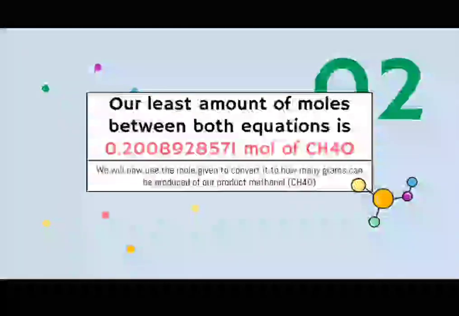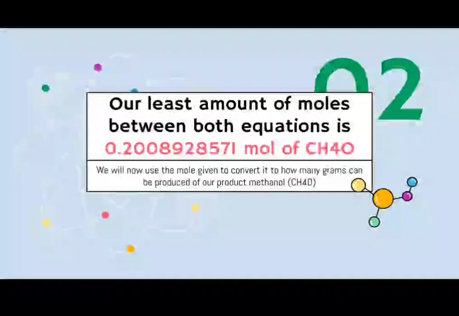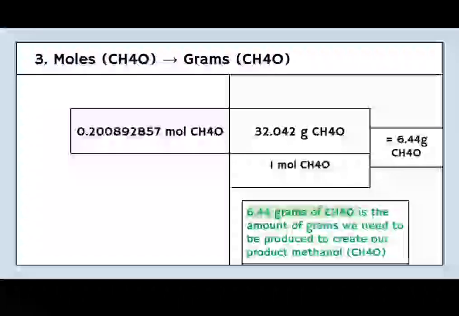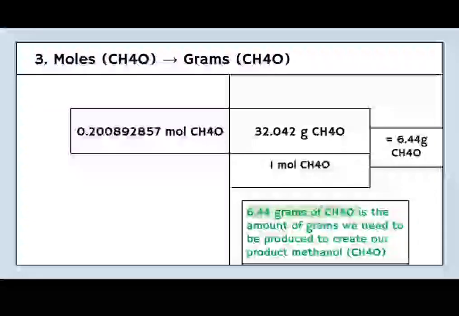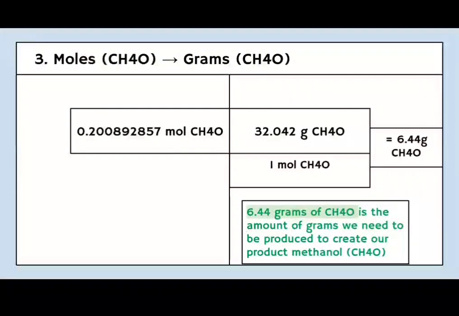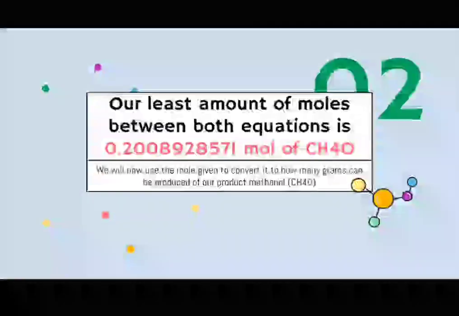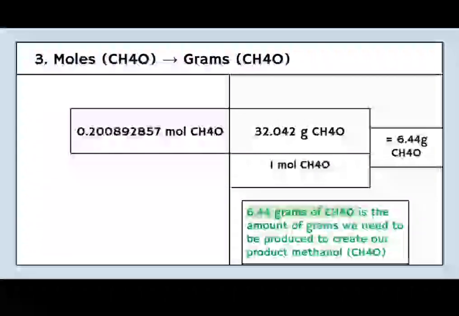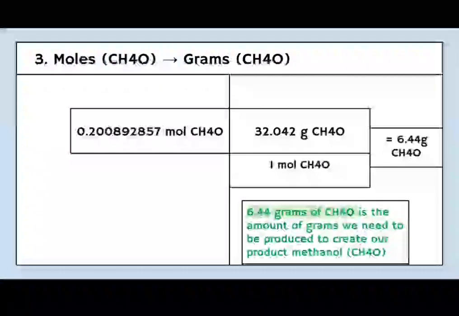Yes, and as you can see here, our least amount of moles between both equations is the 0.200892857 mole of methanol. We will now use this given mole to convert it to how many grams can be produced of our product methanol. So we'll be converting the moles to grams.